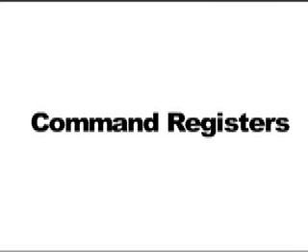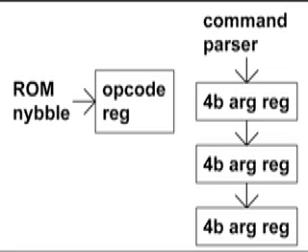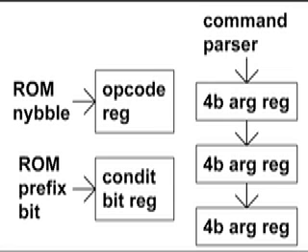Command registers. There are 3 argument registers, each containing 4 bits. As described earlier, the source of the argument registers is determined by the command parser. The command registers also include a 4-bit opcode register. This determines the type of command being executed. Lastly, the conditional bit register determines whether the current command should be conditionally ignored. This bit is loaded simultaneously with the 4-bit opcode.